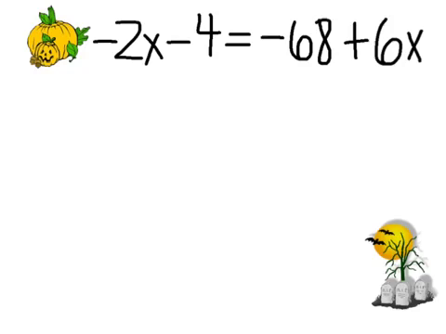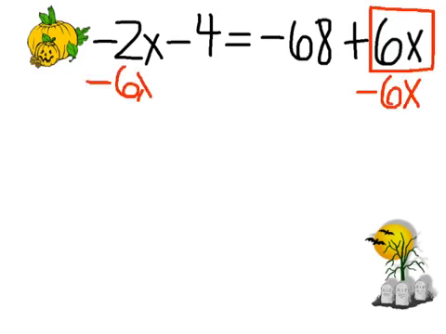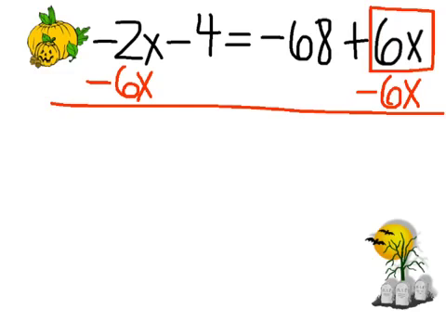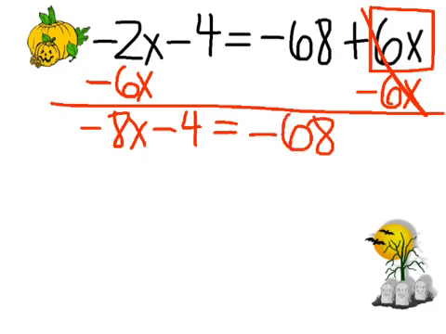Okay, for the bonus problem, we want to move our 6x over. It's a positive 6x, which means we subtract 6x from both sides. On the left, negative 2x minus 6x is going to be negative 8x minus 4. On the right, we have negative 68. Next, we want to move our 4 over, and it's a negative 4, which means we need to add 4 to both sides.